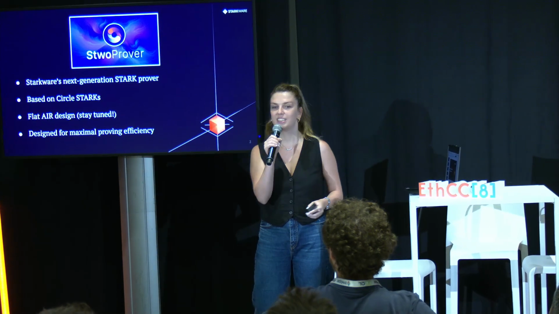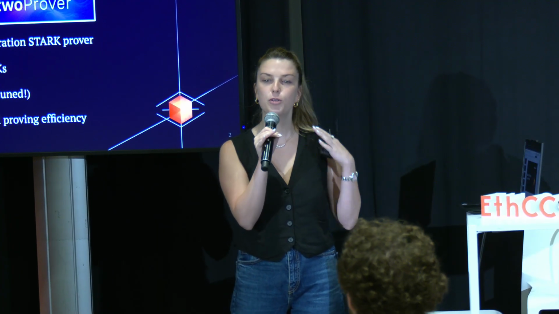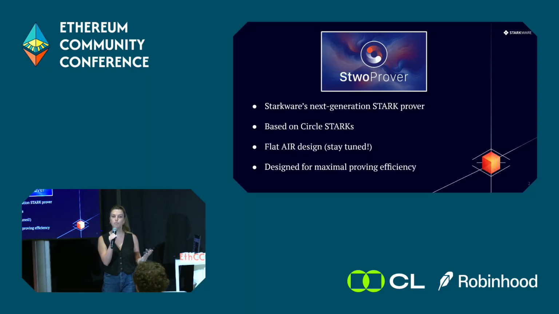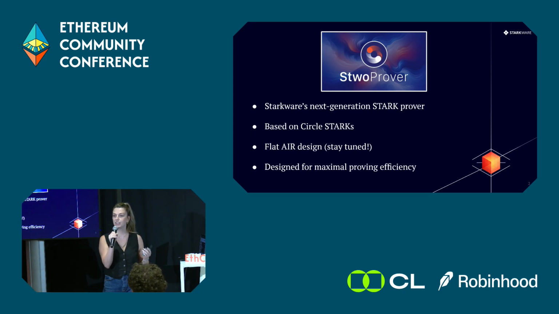So Stwo is Starkware's next generation prover. It is based on Circle STARK. This is beautiful math that enables efficient STARK over a Mersenne prime field, specifically with p equals 2 to the 31 minus 1. This prime allows for fast arithmetic, and it makes Stwo incredibly high-performing.